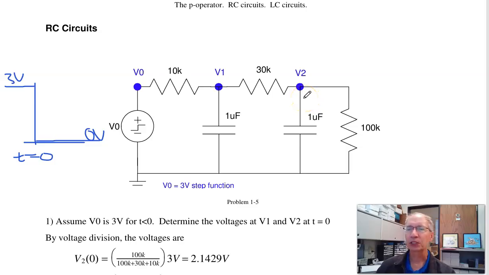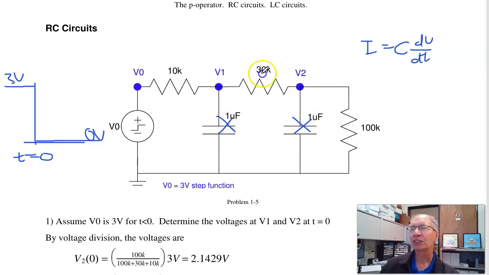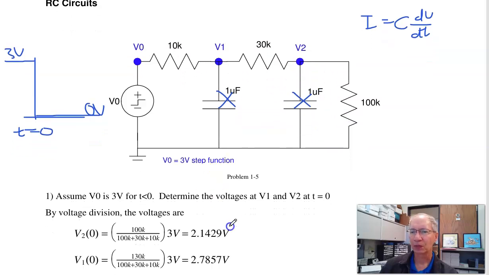Find those initial voltages. Well, at DC, for constants, capacitors don't matter. The current to a capacitor is C dV dt. If the voltage is constant, the current is 0. So this doesn't matter at DC, that doesn't matter, and all I have is just a voltage divider. So V2 is, by voltage division, 2.14 volts. V1, by voltage division, is 2.78 volts.